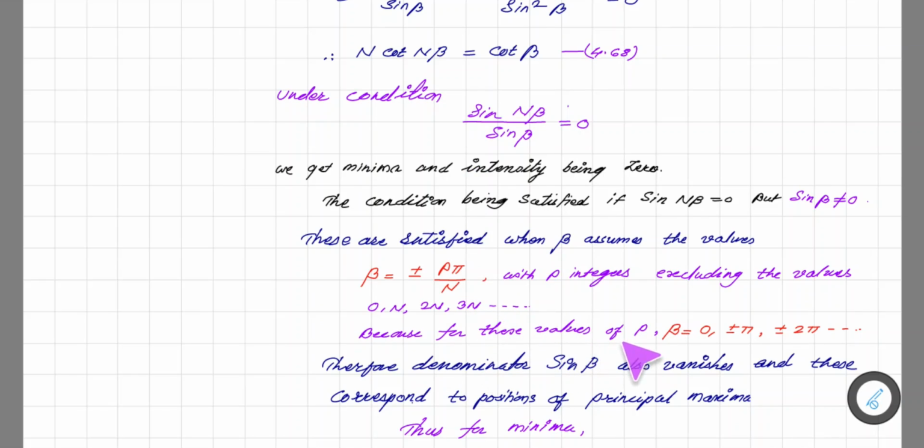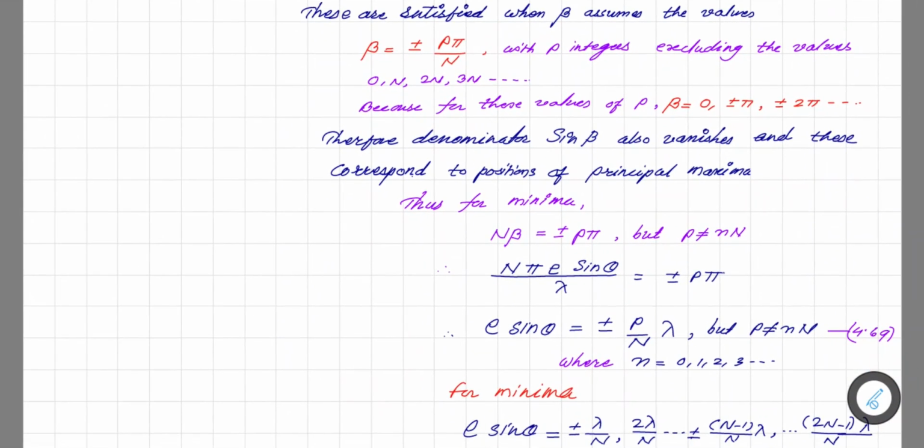Because of these values of p, we know that beta equal to 0, plus minus pi, plus minus 2 pi gives principal maxima. Therefore, the denominator sine beta also vanishes, and this corresponds to the positions of principal maxima. So obviously for minima, n beta is equal to plus minus p pi, but p must not be equal to n into capital N. So this is the condition for minima.